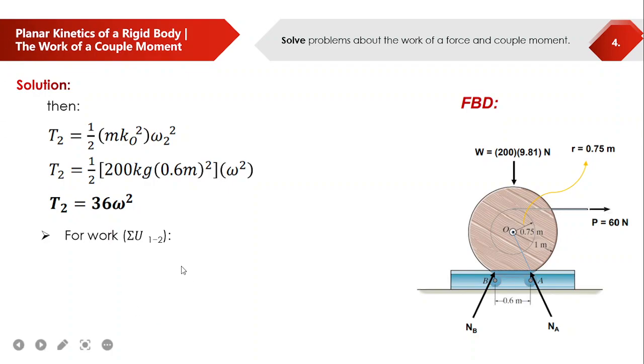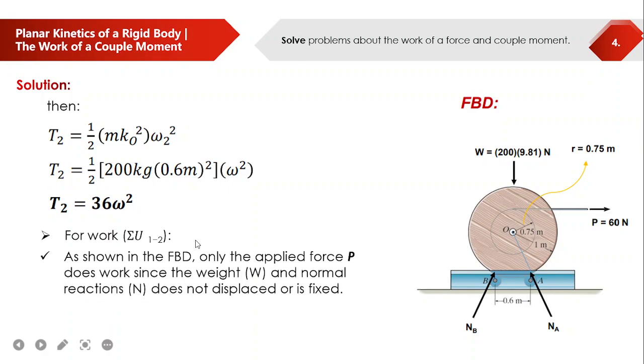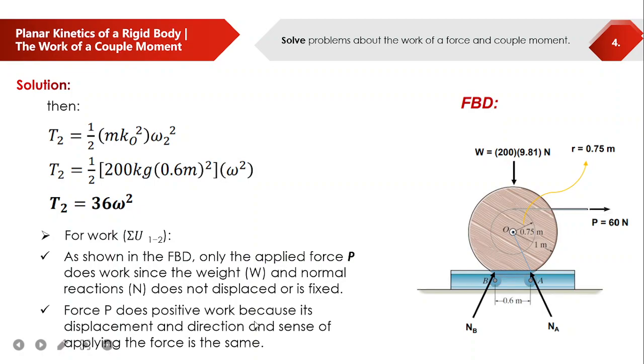For the total work done by the external forces, as shown in the figure, only the applied force P does work since the weight and the normal reactions do no work, kasi nga hindi siya nag-displace or it is fixed. So again, nadineglect na din natin yung weight and of course your reactions. Only the applied force lang yung nag-work. Force P does positive work because its displacement and direction are the same, so we have your work to be positive.